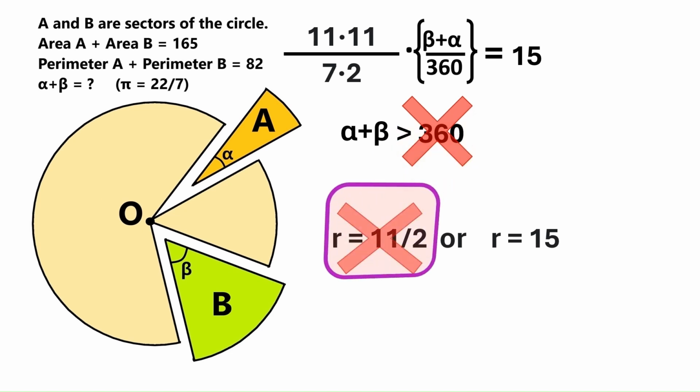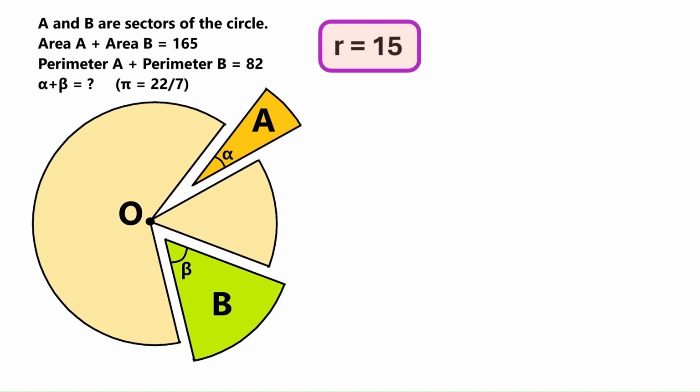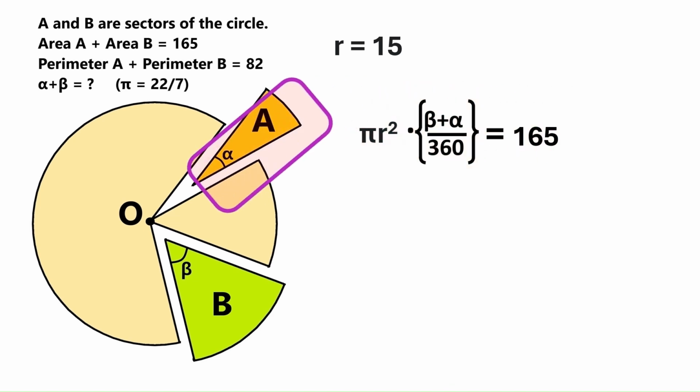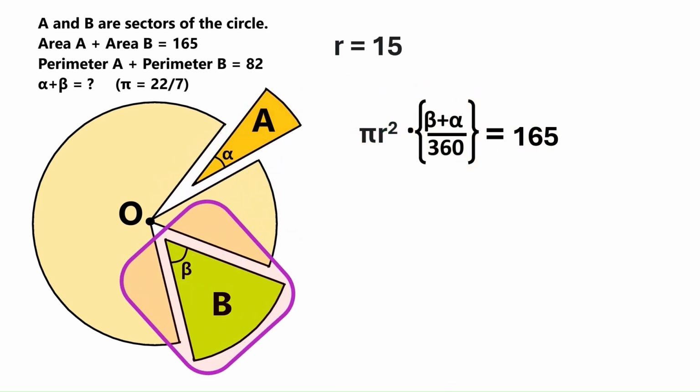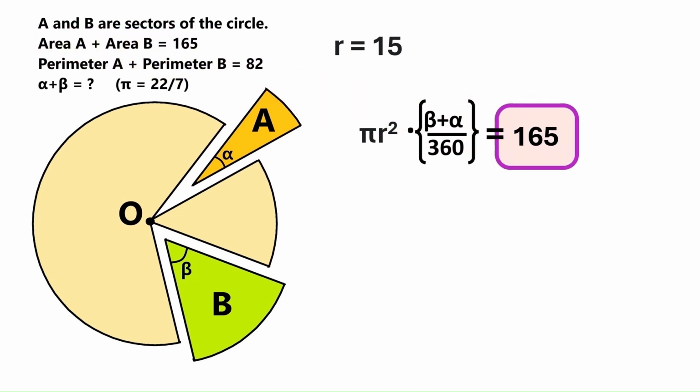11 over 2 didn't work, so we rule it out and we go for 15. Let's put this finding up here. Here is the equation we came up with earlier in this video. This part is the total area of sector A and sector B, and we know it equals 165, so that's where this 165 comes from.